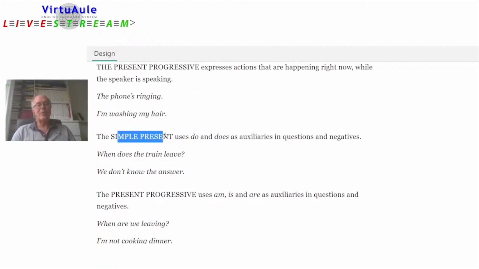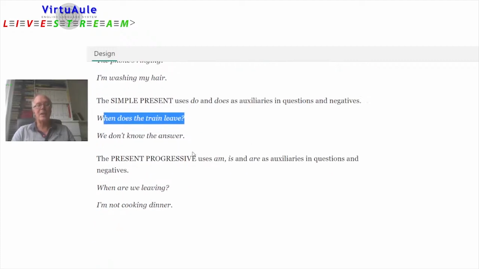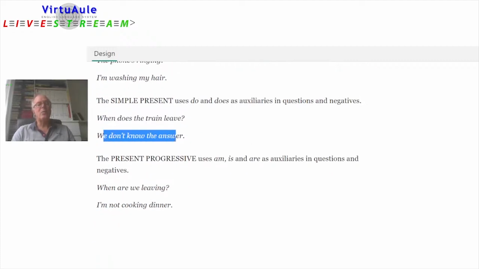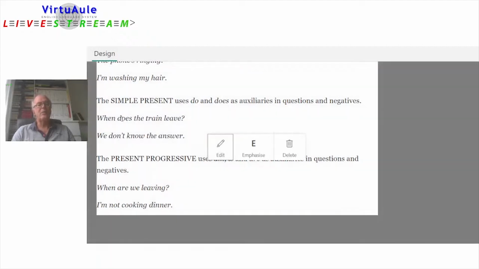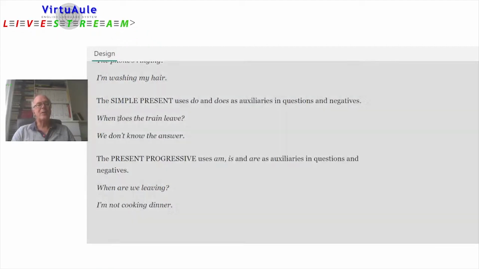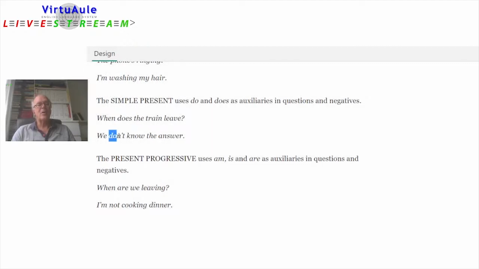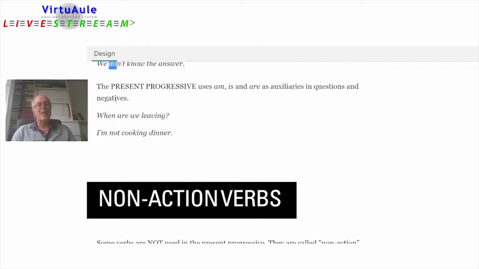The present simple uses do and does as auxiliaries in questions and negatives. When does the train leave? We don't know the answer. So does is the auxiliary. Don't, do, is the auxiliary with not to make the negative.